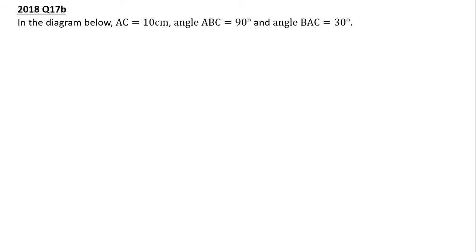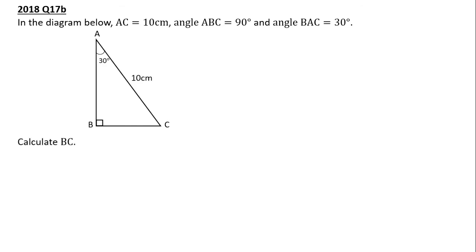2018. In the diagram below, AC equal to 10 centimeters, angle ABC equal to 90 degrees, and angle BAC equal to 30 degrees. Calculate BC. Since we've been given that angle, we can use sine because we have been given the longest side, which is the hypotenuse. So we can say sine 30 degrees must be equal to BC over 10 centimeters. So sine A, which is 30 degrees, is equal to BC over AC.